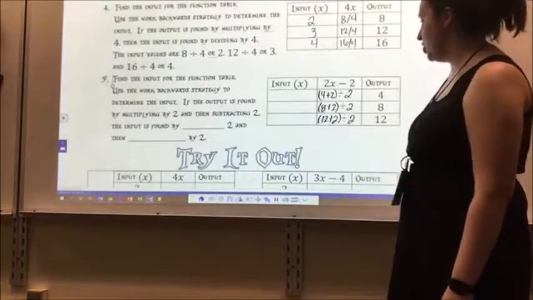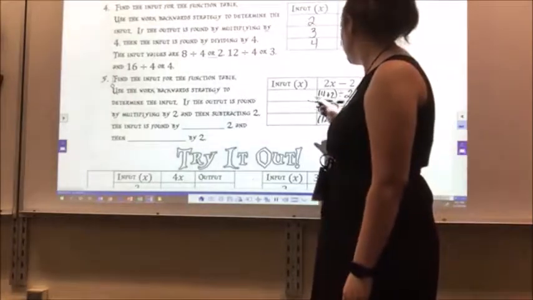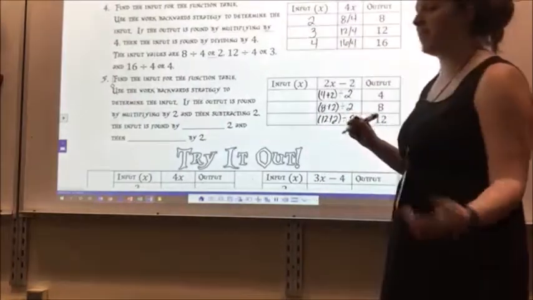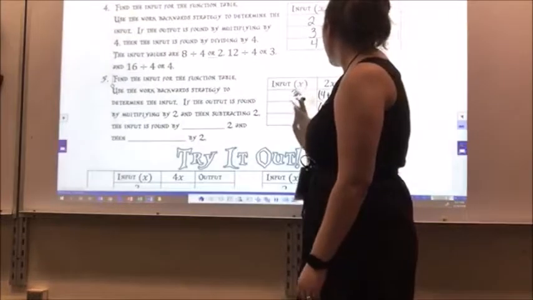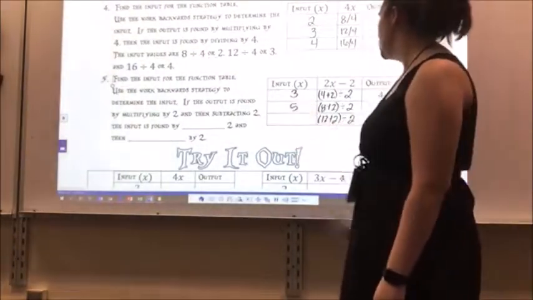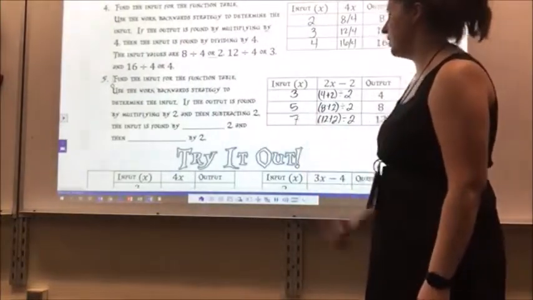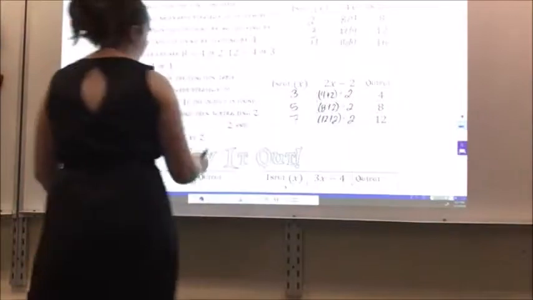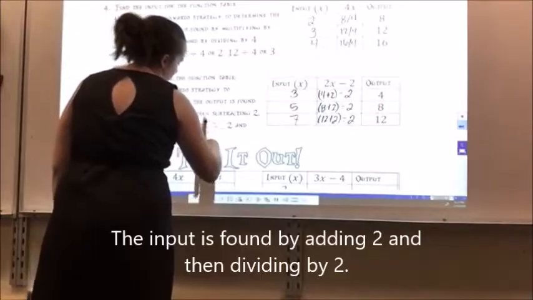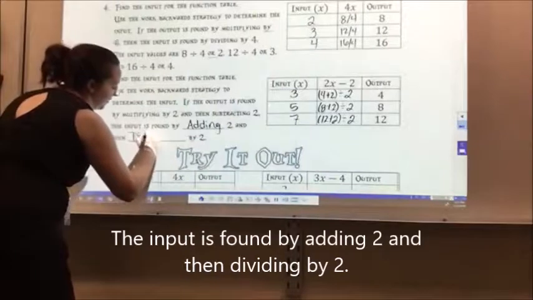4 plus 2 is 6. 6 divided by 2 is 3. 8 plus 2 is 10. Divided by 2 is 5. 12 plus 2 is 14. Divided by 2 is 7. Okay? So the input is found by adding 2 and then dividing by 2.